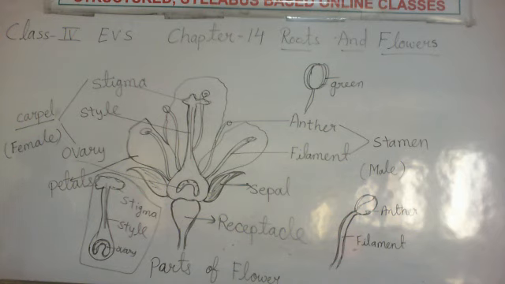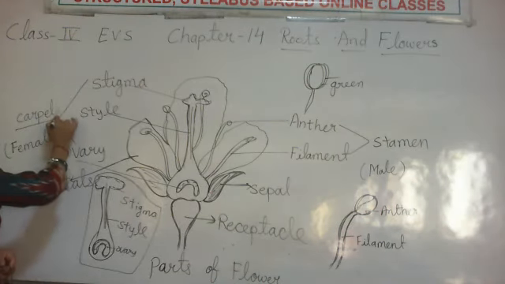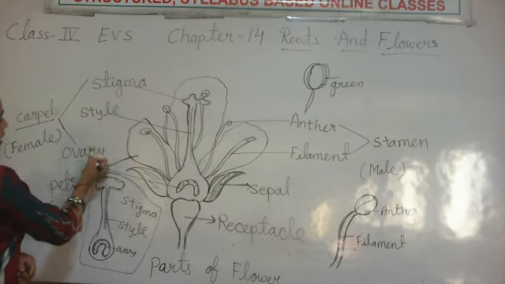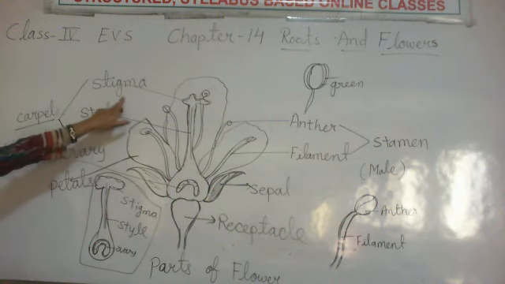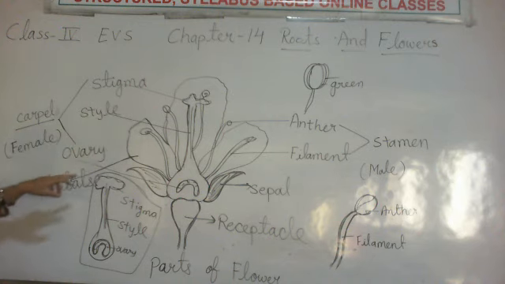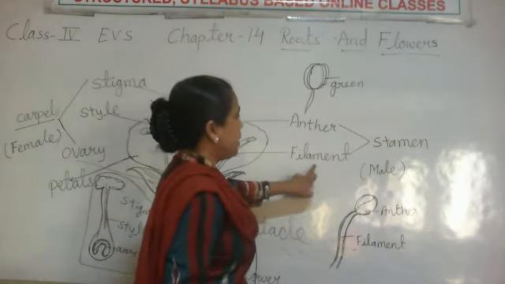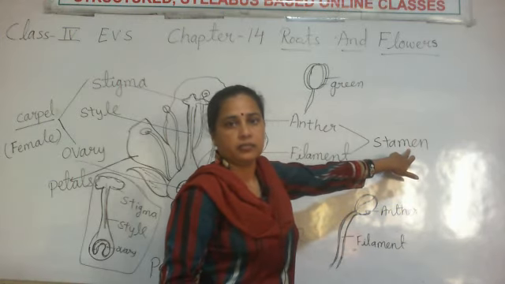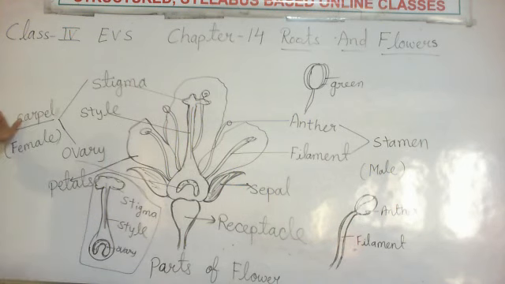These names are given. So what is the carpel? Carpel is the female part of a flower, and which parts are included in it? Stigma, style and ovary make a carpel. Clear? And anther and filament make a stamen. And what is the stamen? Stamen is the male part of a flower, and what is the carpel? Carpel is the female part of a flower.